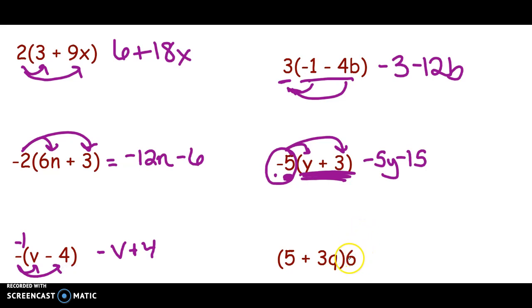This one has the number to the right. That's totally okay. If it bugs you, you can rewrite it on the left, but you don't have to. So I have 5 plus 3q, 6 times. So if I have 5 6 times, that gives me 30. And if I have 3q 6 times, that gives me 18 q's.